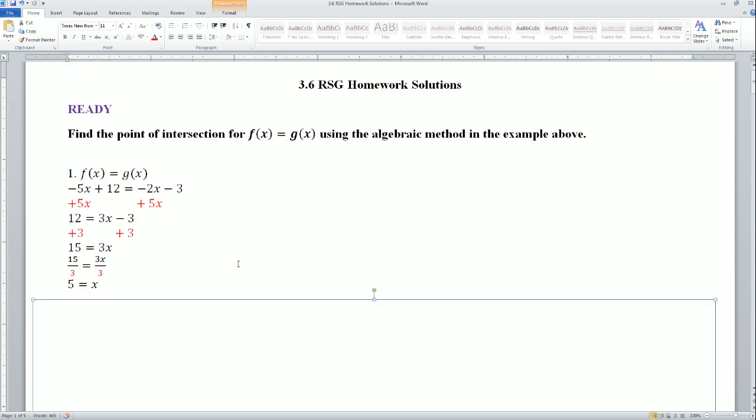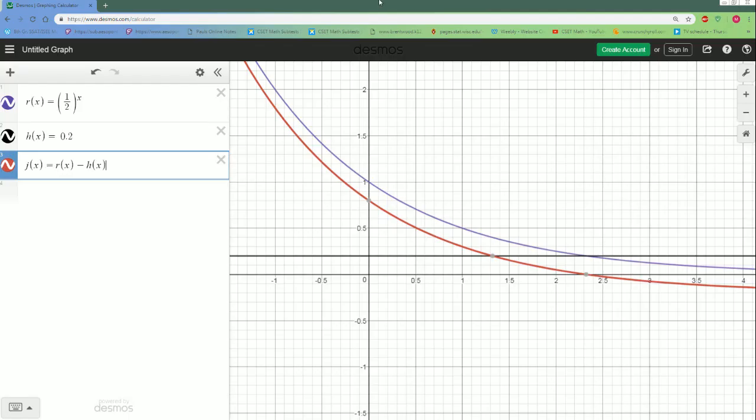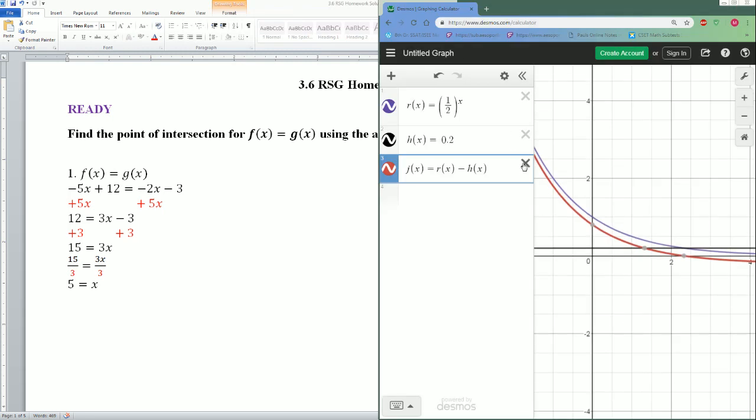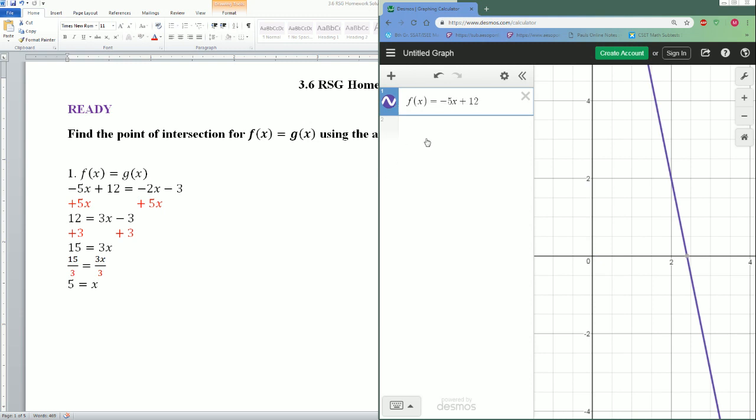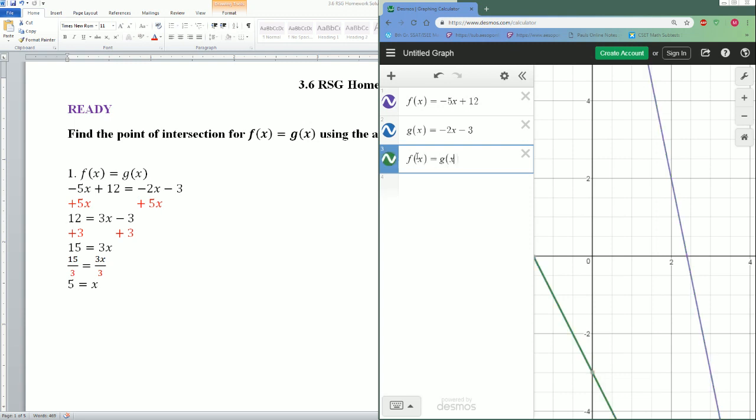Okay? Do you want to see that? Would that make more sense if we put that in decimals? Alright, let's put this in decimals. Let's define f of x as negative 5x plus 12. Let's define g of x as negative 2x minus 3. And let's define where f of x is equal to g of x. That should be at 5.